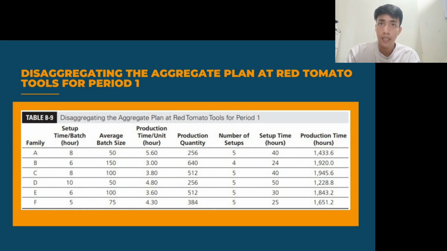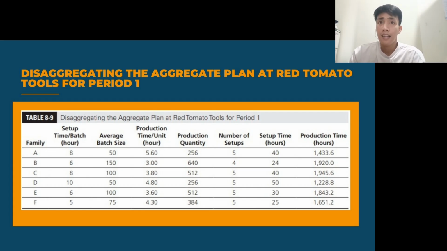Then, for families C, D, E, and F, mapapansin natin na karamihan nasa around 5 setups din. Pero, nagkakaiba-iba sila sa production time depending sa batch size, sa production time per unit, and sa total quantity. So, basically, kahit pare-pareho yung number of setups ng iba, hindi pareho yung total production time nila.